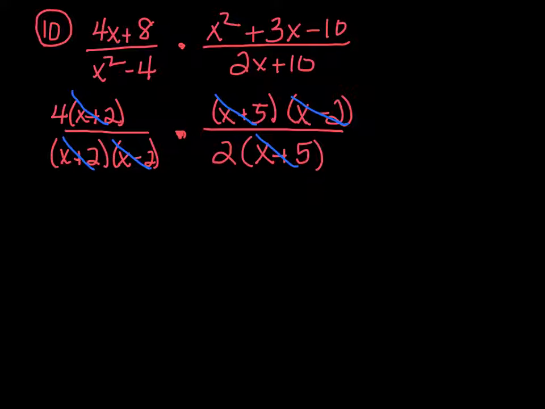Now, last but not least, I see that the constant terms 4 and 2 have a common factor of 2. So if I take a 2 out here, I'll have 1, and if I take a 2 out here, I'll have a 2.